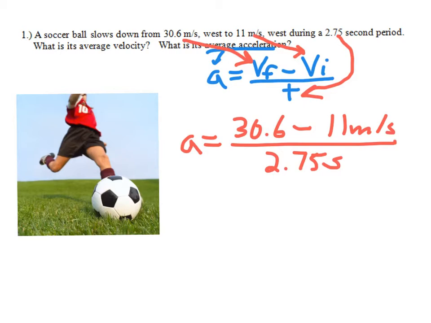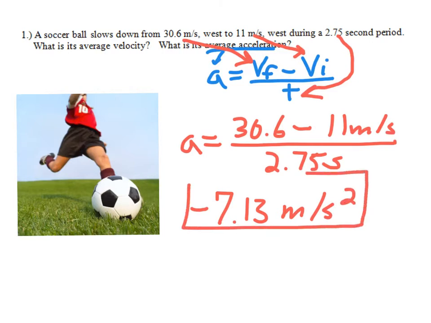Okay, so then all we do is we plug these numbers into our calculator. If you have a calculator out right now, you can follow along with me. So we plug these in, and our answer for acceleration is minus 7.13 meters per second squared. And we would put a box around that.